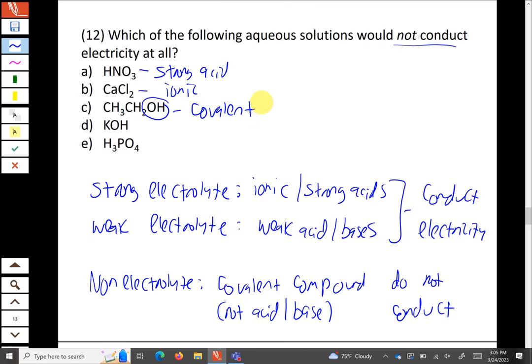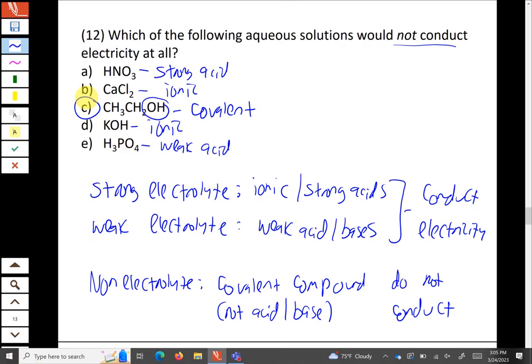Let's look at the other ones as well. So KOH is an ionic compound, so it dissolves in water to make ions, potassium and hydroxide. And then H3PO4, it's an acid, it's a weak acid, but it would still be a weak electrolyte solution as a result. So the only one that does not conduct electricity at all is choice C here, which is CH3CH2OH, ethanol, which is a covalent compound.